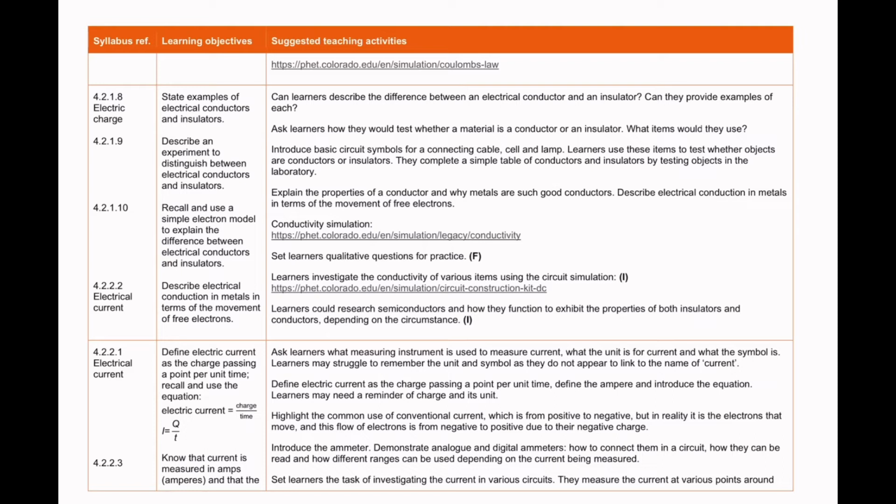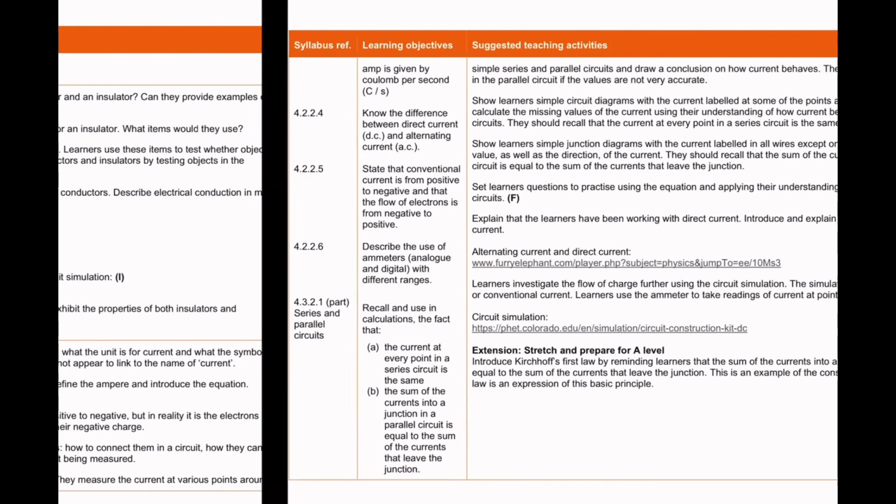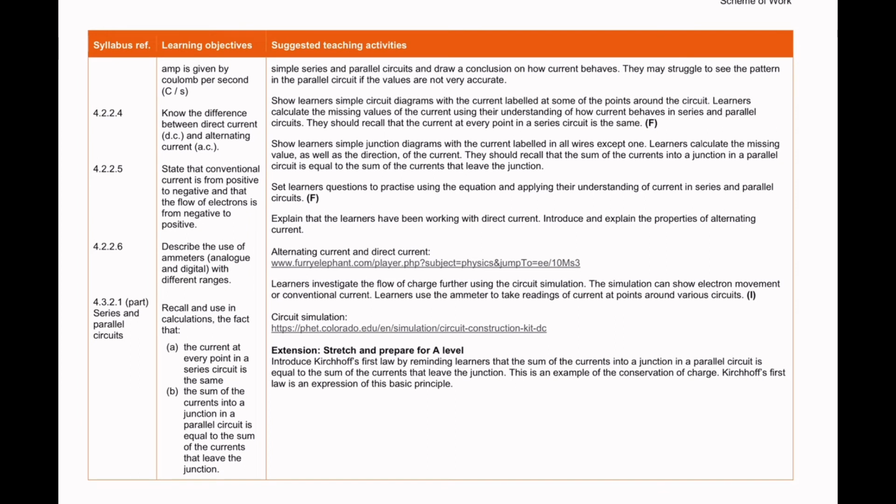Key concept 4.2.2.1: Electrical current. Learning objectives. Define electric current as a charge passing a point per unit time. Recall and use the equation: electric current is equal to charge upon time, I = Q/t. Know that current is measured in amperes, and that the amp is given by coulombs per second, C/s. Know the difference between direct current and alternating current, or DC and AC. State that conventional current is from positive to negative and that the flow of electrons is from negative to positive. Describe the use of ammeters, analog and digital, with different ranges.